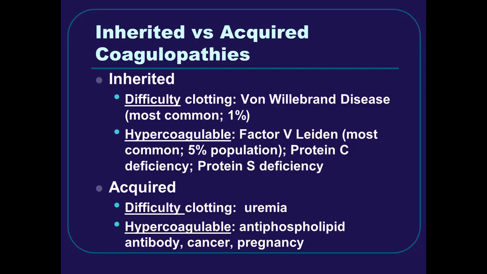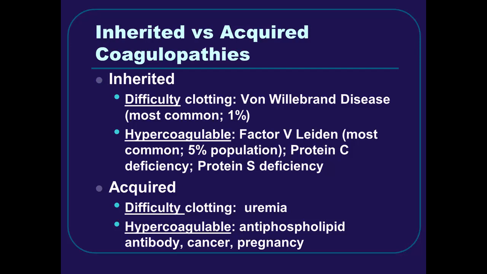In our understanding, how do we then use that in understanding pathophysiology? So let's start off with some very general ideas that we'll come back to. In general, there are two very common classifications of coagulopathies. They are generally either inherited or acquired, and it's important to understand the differences, both on the difficulty clotting as well as the hypercoagulopathy state.